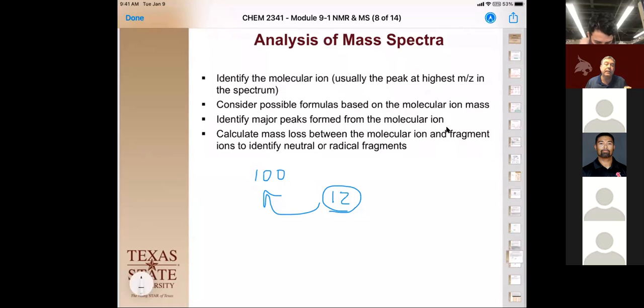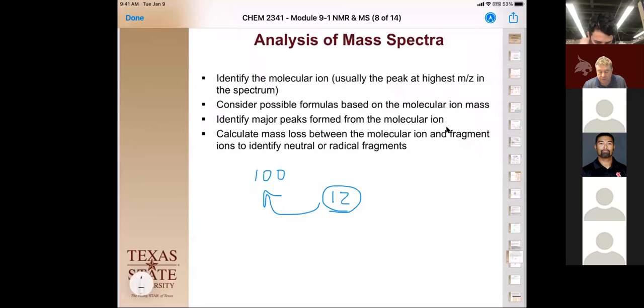Then we calculate the mass loss between the molecular ion peak and those fragments. With that mass loss, we can start building little blocks. If you lose 14, that's a CH2. If you lose 15, that's a CH3. If you lose 17, that's an OH. So you can look for common masses right here. Literally, we have to look at the mass of the different types of atoms and what they would normally have hooked onto them.